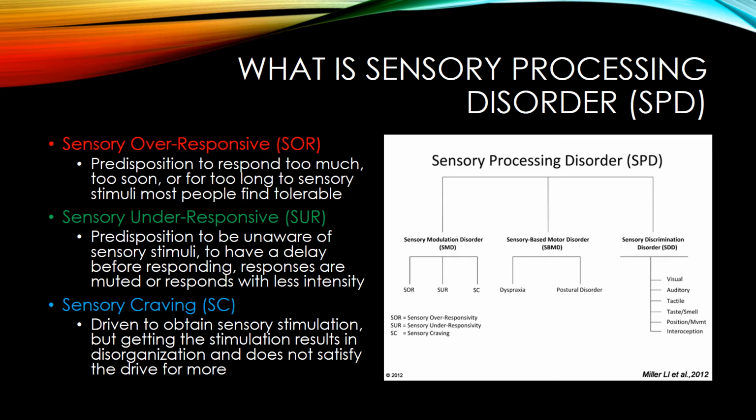Whether your child is hyper or hyposensitive, their bodies are not properly regulated, and therefore they may have a harder time completing tasks required of them. This relates back to the pyramid on the previous slide.